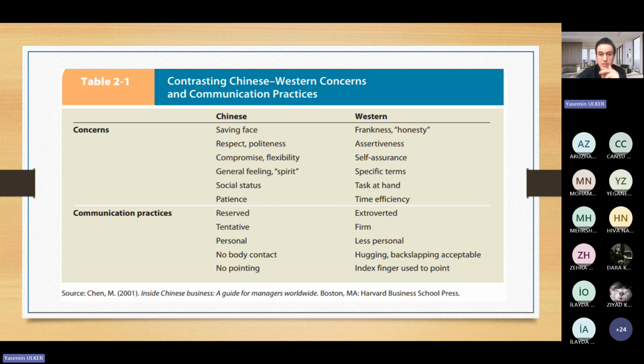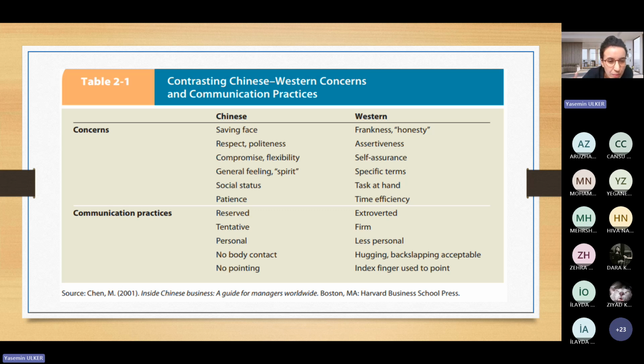Chinese saving face, Western is more the frankness. They do show a lot, like they compliment a lot. Maybe I told you before, in the UK especially, they compliment a lot. And sometimes you are missing some parties because it becomes their culture, okay? And respect and politeness, of course, for Chinese. Assertiveness from the Western part. Compromising, flexibility from the Western part is more like a self-assurance.